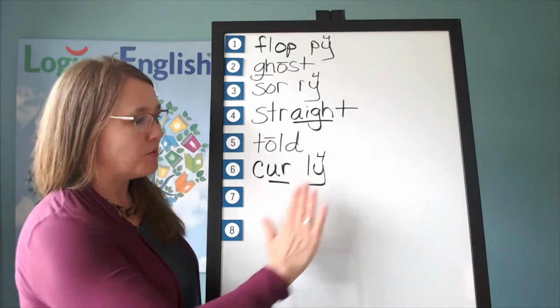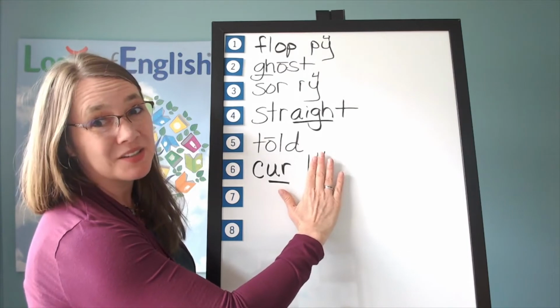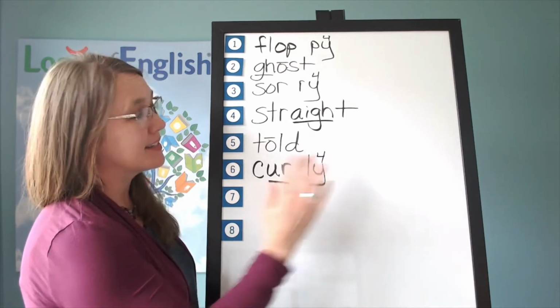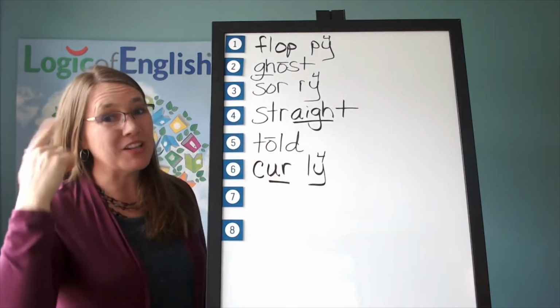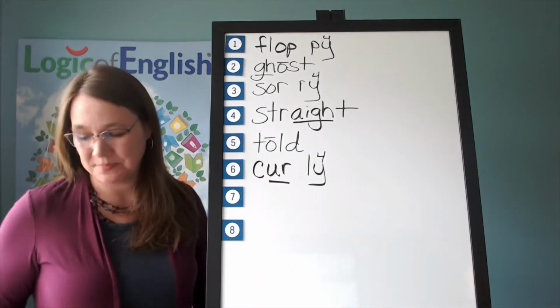I have a question. What word do we get if we take off the E? We get curl. You're right. One curl, and someone with a lot of curls has curly hair.